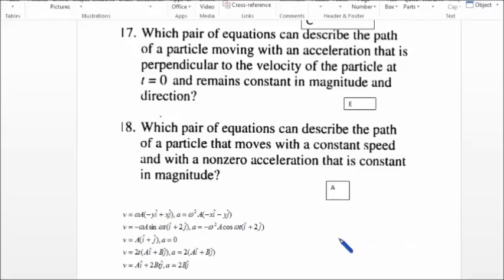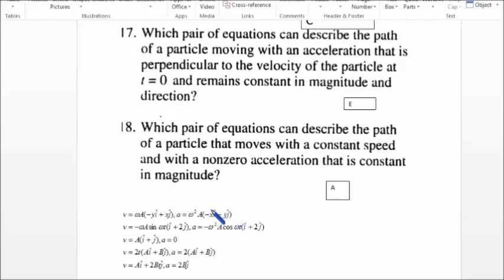So the next question is, which pair of equations can describe the path of a particle that moves with a constant speed and with a non-zero acceleration that is constant in magnitude? Here also we can first see which pair of equations satisfies the condition that the acceleration is constant in magnitude and non-zero. So it can be the fifth pair and the fourth pair, and this one is 0, so it doesn't fit in. This again is a function of time, so it does not fit in. It doesn't satisfy the condition that the acceleration is constant in magnitude.